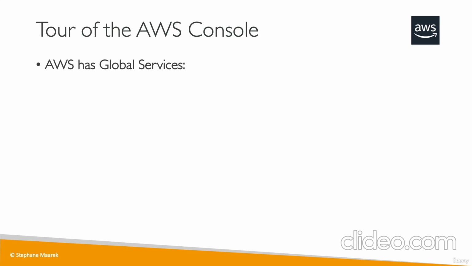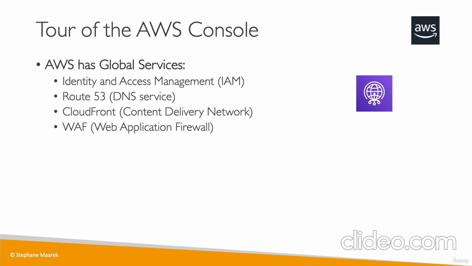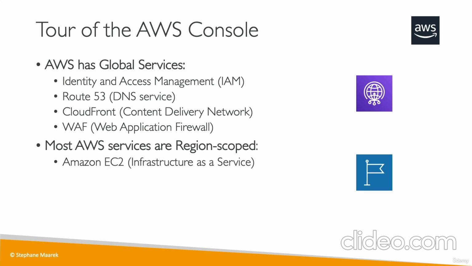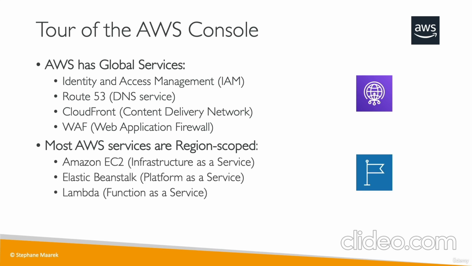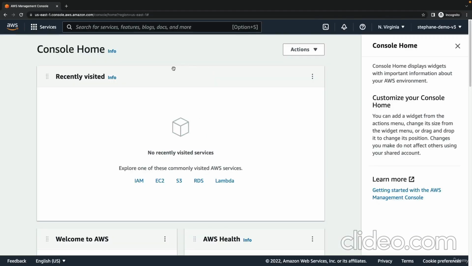We'll see that AWS has global services such as IAM, Route 53, CloudFront, and WAF, but we'll see that also most AWS services are going to be region scoped, such as Amazon EC2, Elastic Beanstalk, Lambda, and Rekognition. Finally, to know if a service is available in your region, there is a region table you should check out right here. So welcome to the AWS console home, and in this page you can do a lot of things.